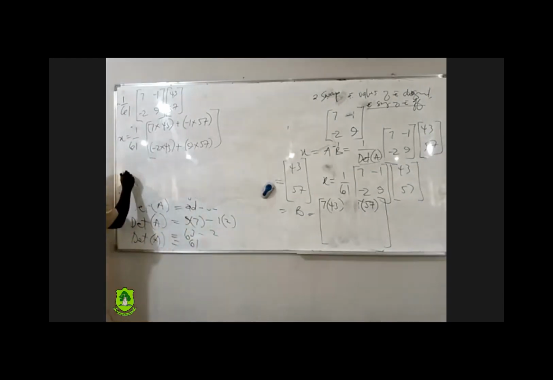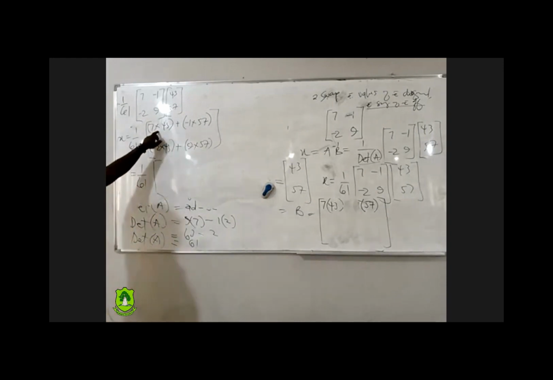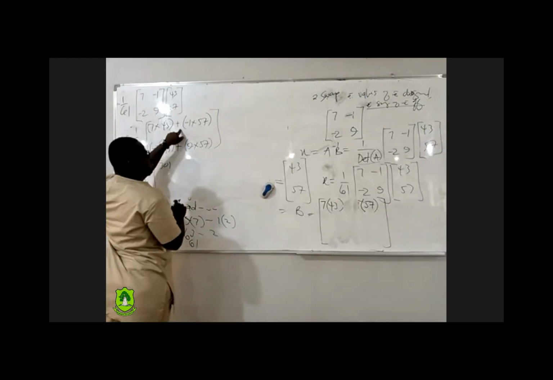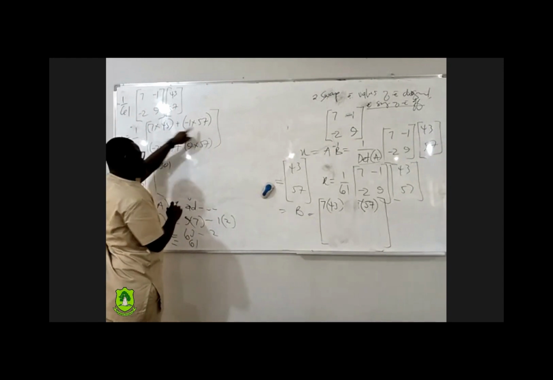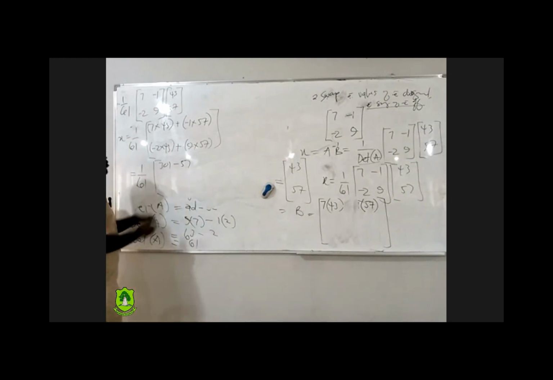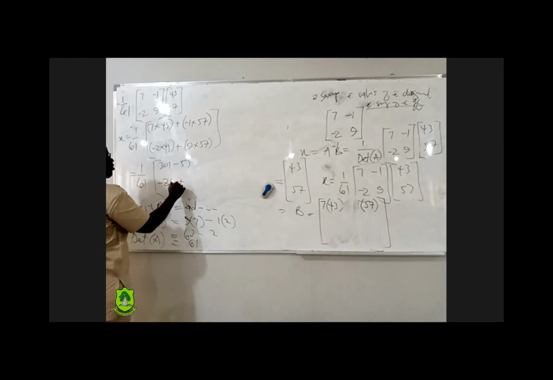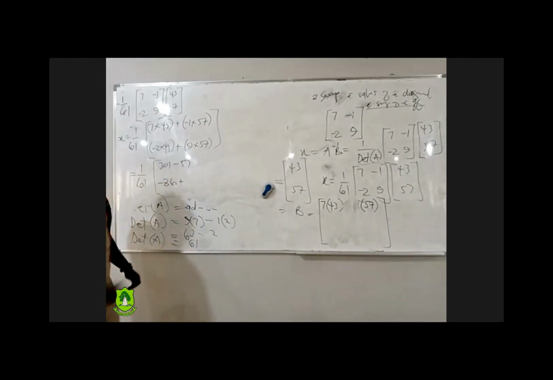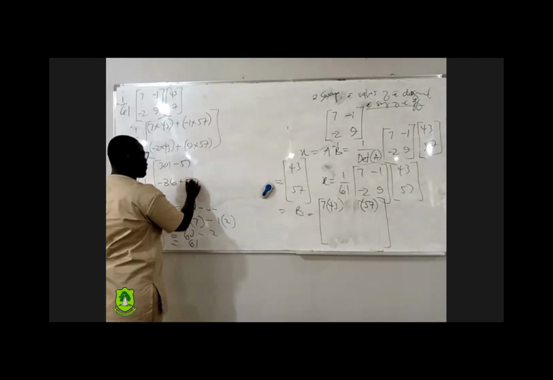so let's do the multiplication, 1 over 61. So here will give us 301, plus negative 57. So it means 301 minus 57. I don't want to jump a step. We could have just written the number. And here will be negative, plus 9 times 57, 513. Okay.